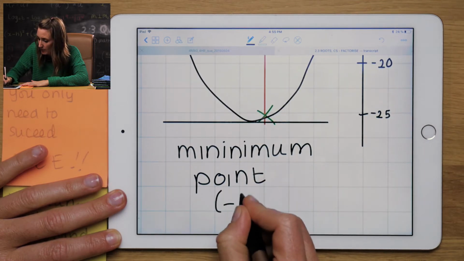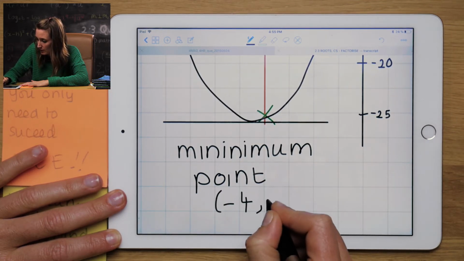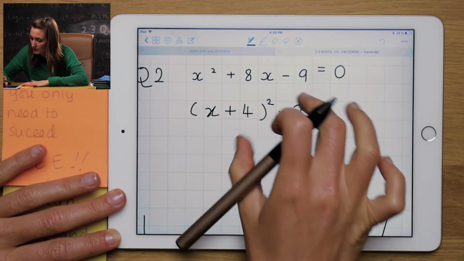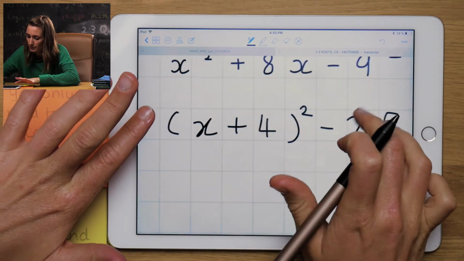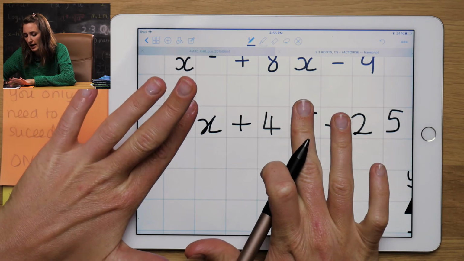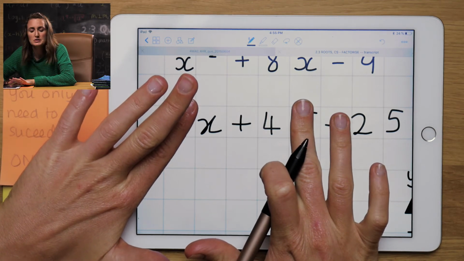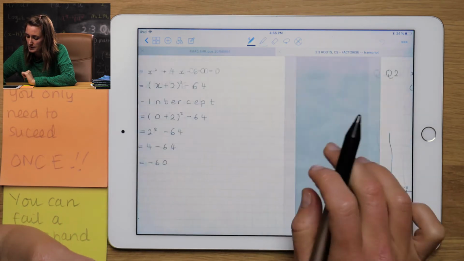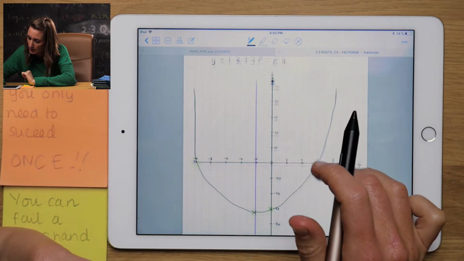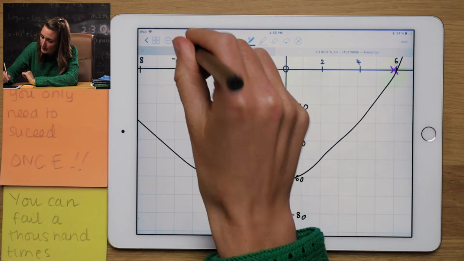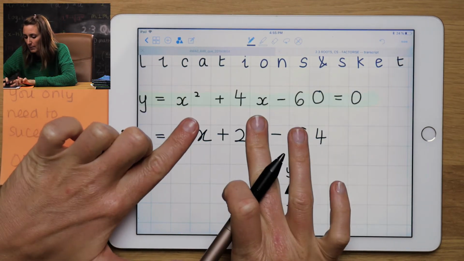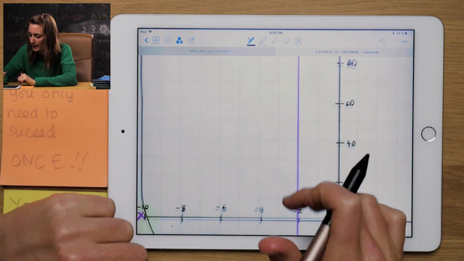And that was minus 4, minus 25, and you get it from your completed square. Imagine you put your fingers here and you change the sign on the x, so plus 4 changes to minus 4, and you keep the sign on the y just as it was. So on the previous one, the minimum point was here, and it was minus 2, minus 64.